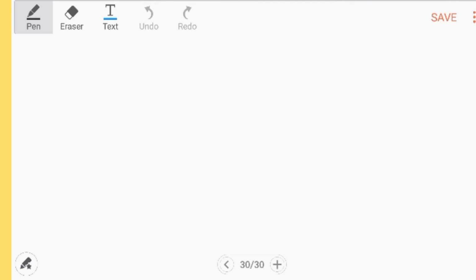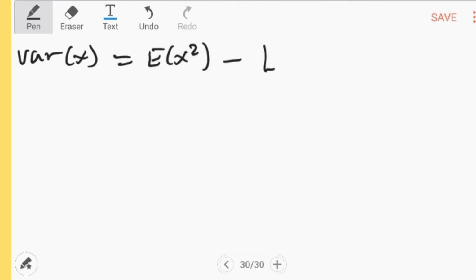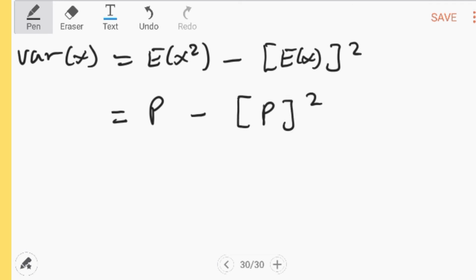So now that we've been able to find the expected value of x squared, we can easily find our variance. Now recall that our variance is equal to the expected value of x squared minus the expected value of x all squared. We've been able to show that the expected value of x squared is p, and the expected value of x is as well p. But here we have to square it because of the condition. So we end up getting p minus p squared.